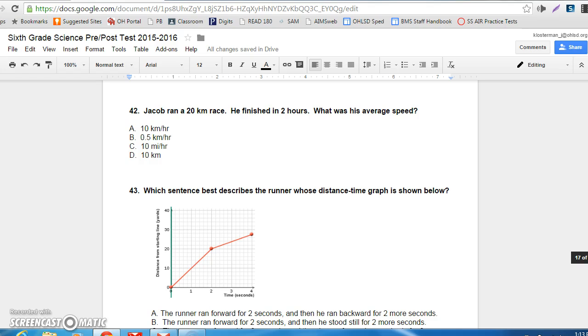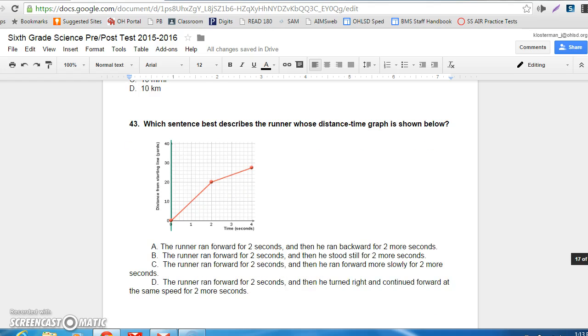42. Jacob ran a 20-kilometer race. He finished in 2 hours. What was his average speed? A, 10 kilometers an hour, B, 0.5 kilometers an hour, C, 10 miles an hour, or D, 10 kilometers.